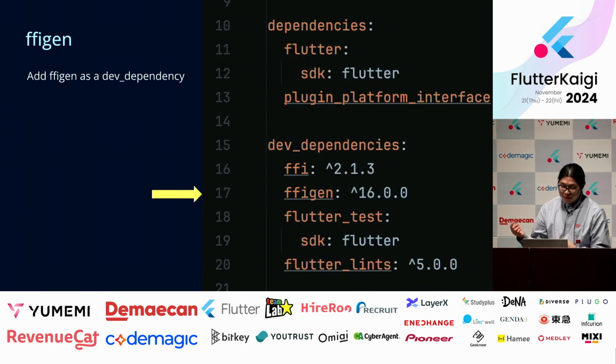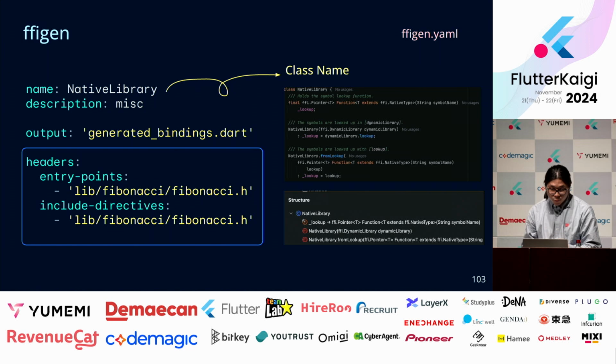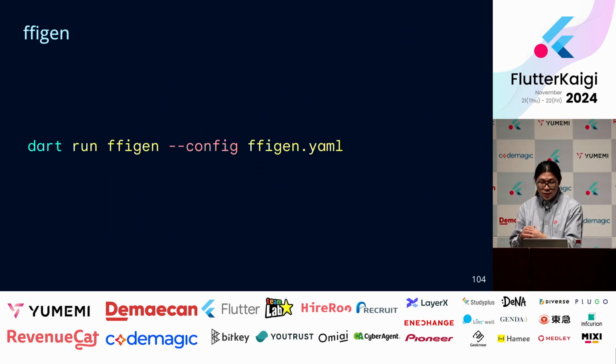First, to use ffigen, you need to add it to the dev dependencies section of your pubspec YAML file. And we need to create an ffigen YAML file and provide a header file to use ffigen. The lookup functions will be generated based on functions defined in the header file. Now we will generate the code. It's simple. By using the YAML file as the basis, you can easily use ffigen to generate the code.